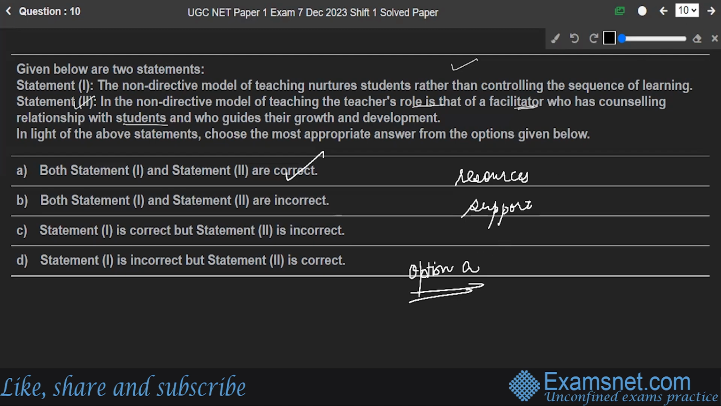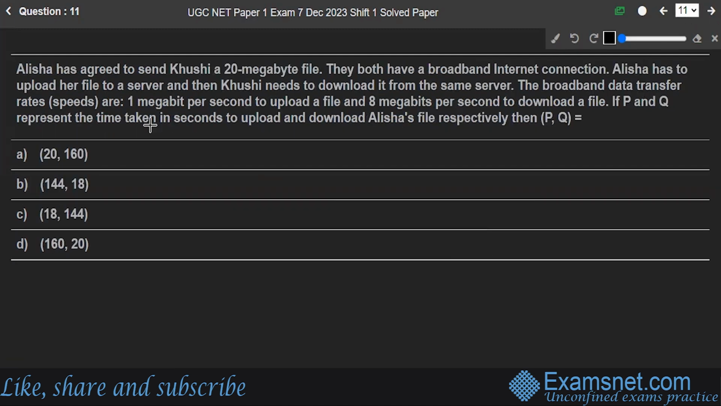Hope you understood this. Next is question number 11. It says Alicia has agreed to send Kushi a 20 megabyte file. They both have a broadband internet connection. Alicia has to upload her file to a server, and then Kushi needs to download it from that server. The broadband data transfer rate speeds are 1 megabit per second to upload a file and 8 megabits per second to download a file. If P and Q represent the time taken in seconds to upload and download Alicia's file respectively, then what is P comma Q? You have to find out PQ only.